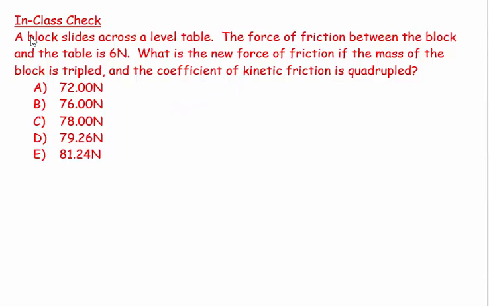Welcome. So this question says a block slides across a level table. The force of friction between the block and the table is 6 newtons. What is the new force of friction if the mass of the block is tripled and the coefficient of kinetic friction is quadrupled? So this is an example of a ratio problem.